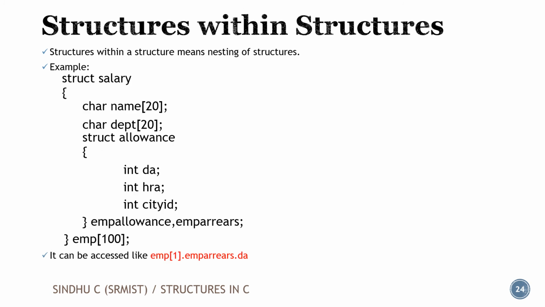Structures within structures is basically nesting of structures. So here you can see one structure is placed inside another structure. The outer structure is the salary structure, the inner structure is allowance structure. This allowance structure has three members, DA, HRA and CCA, and it has two variables, employee allowance and employee arrears. And the outer structure, you can see it has two character arrays, name and department. And the third one is the structure data type. The outer structure has 100 variables, employee 0 to employee 99. So the access can be using two dot operators.